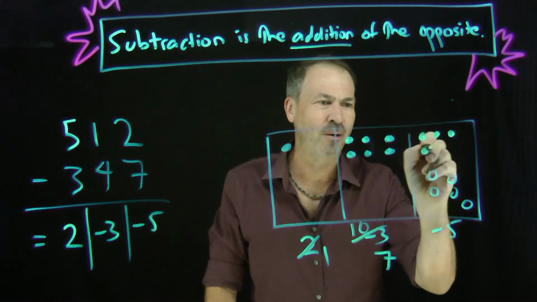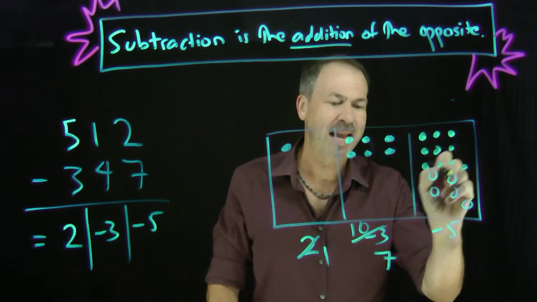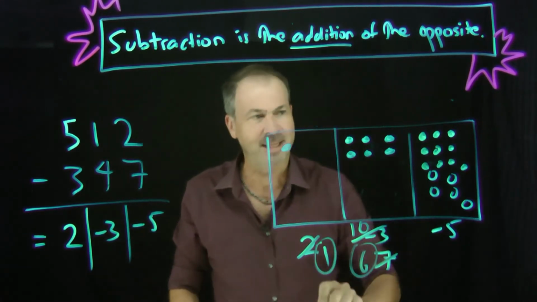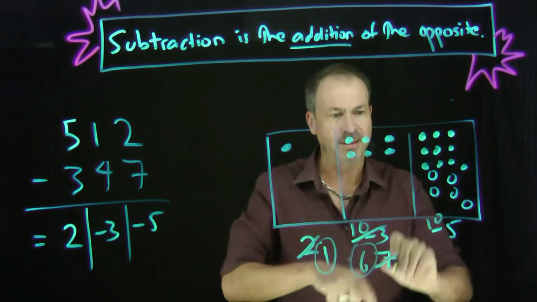1, 2, 3, 4, 5, 6, 7, 8, 9, 10. So I've got one less dot there. This is going to be a bit messy. So 6, there's a 1, there's a 6. And now I've got an extra 10 dots there.